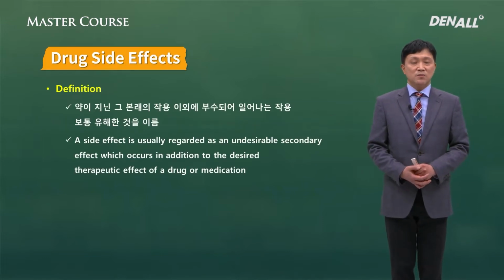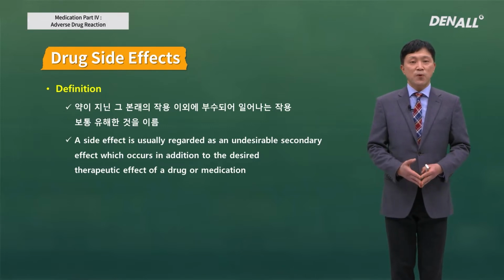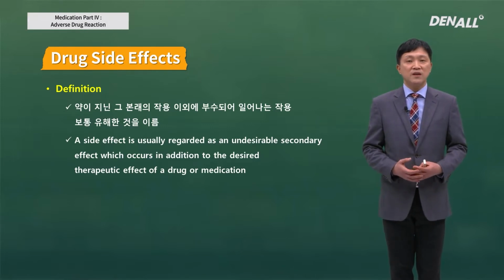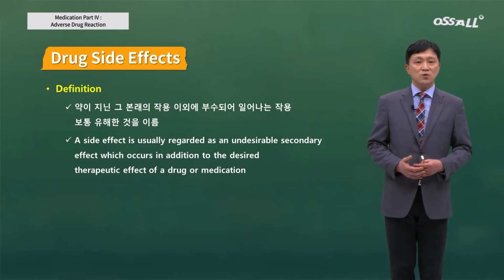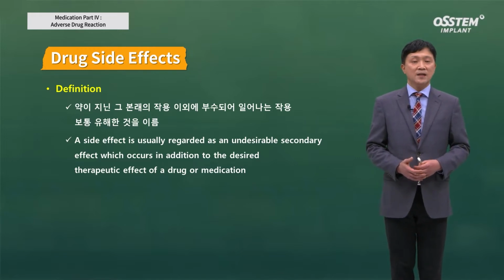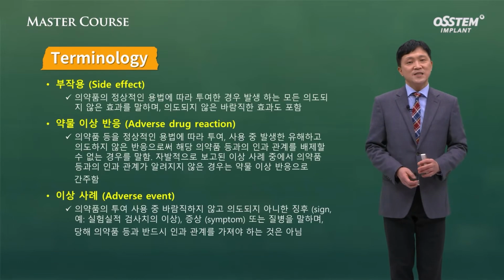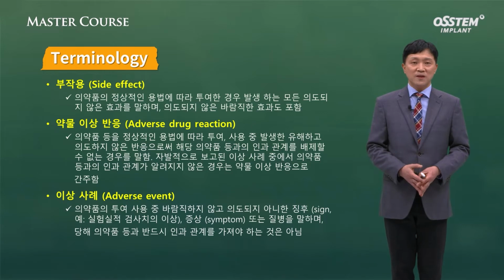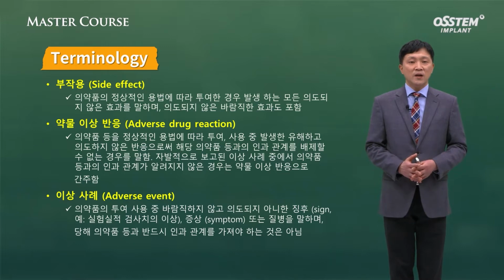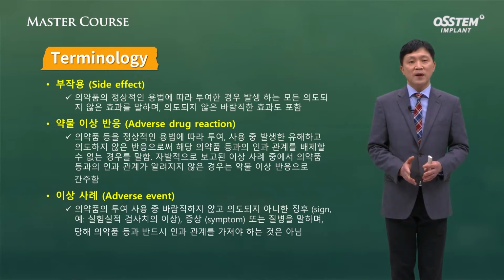Drug side effects. Definition. A side effect is an undesirable secondary effect that occurs in addition to the desired therapeutic effect of a drug. Usually they have risks. They are called side effects. But if you look into them, there are many different types. Side effects are all those unwanted or unintended effects when medication is administered according to normal dosing.